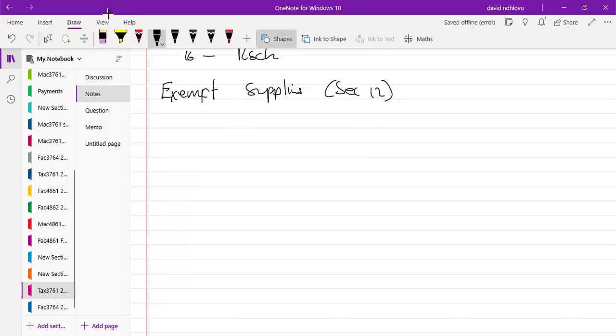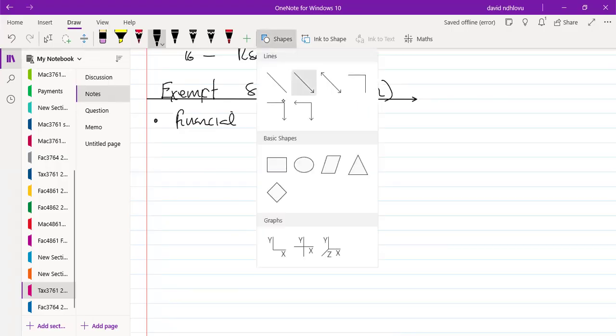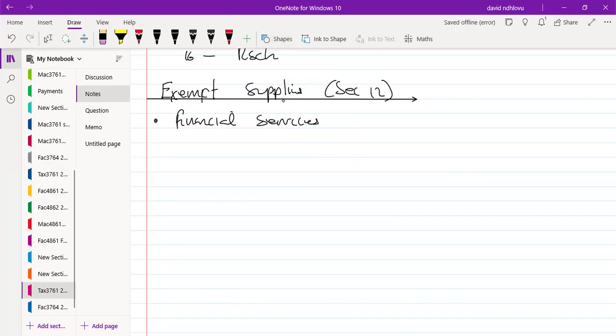If you go to your textbook or to your study guide, I think they do provide the list. So here we have financial services. Financial services are exempt rated. When we talk about financial services, we are talking about exchange of currency, which does not attract VAT. Right, issue of loans.